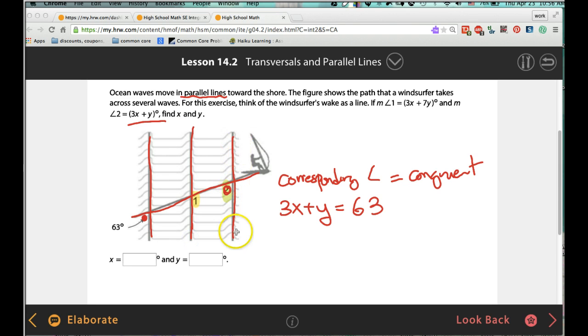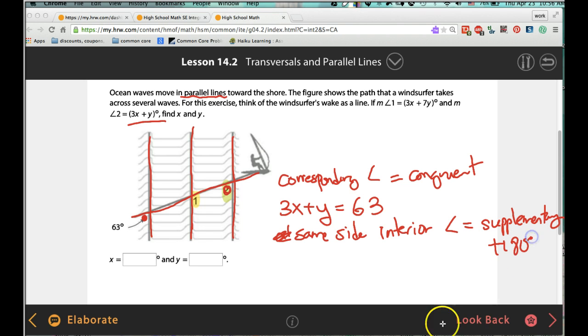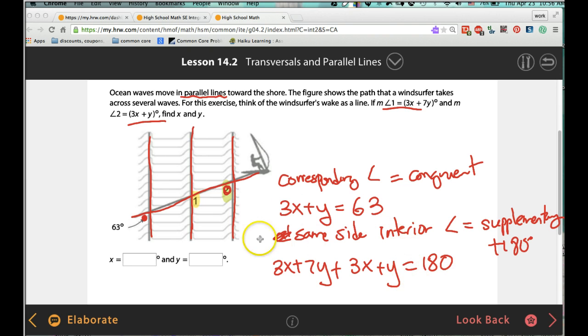So this is a parallel line, this is a parallel line, right? Transversal, so these two angles are, oops, sorry, same side interior angles. And they are supplementary, I said. And supplementary means they add up to be 180 degrees, okay? So angle 1 plus 2 equals 180 pretty much. So let's see that. Measure of angle 1 is 3x plus 7y plus measure of angle 2 is 3x plus y. And they add up to be what? 180. Okay, so now we have to combine these two to solve them, okay?